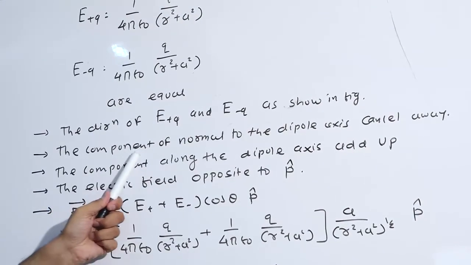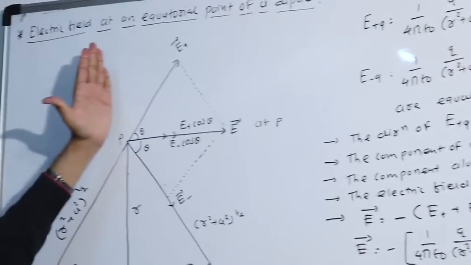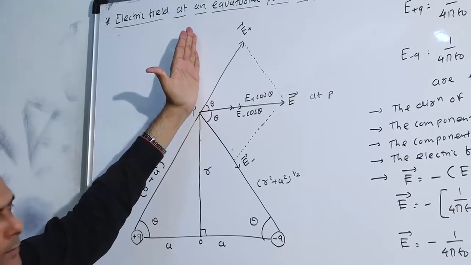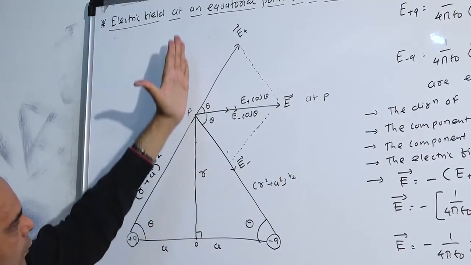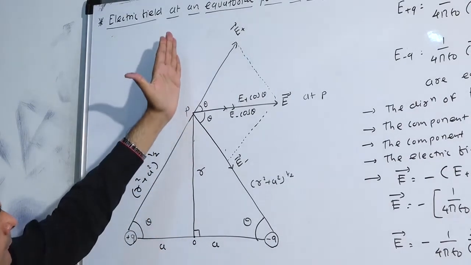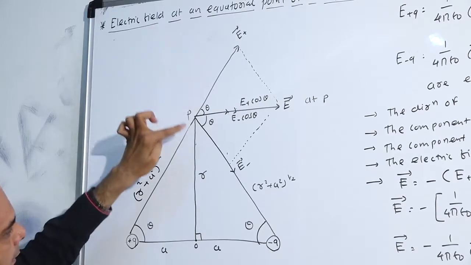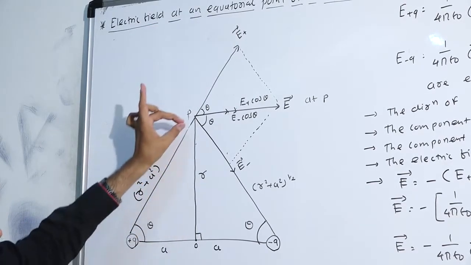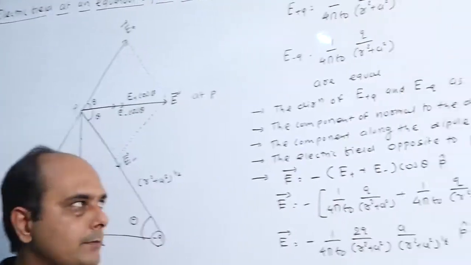The component normal to the dipole axis is cancelled away. Which components are the normal components? This is called E plus sin theta and this is called E minus sin theta. They are perpendicular components, normal to the dipole. Therefore, their directions are opposite. E plus sin theta is in the upward direction, E minus sin theta is in the downward direction. Their effect is nullified, so these components are going to cancel away.